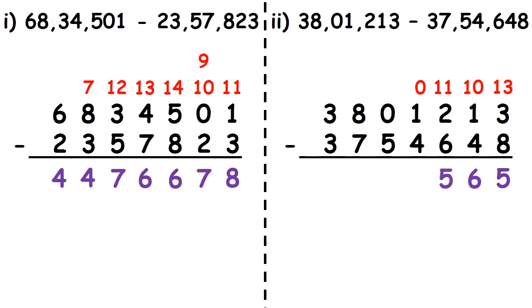Now we will borrow again because we cannot subtract 4 from 0. Since the next digit is 0, we have to borrow from 8. 8 will become 7. This 0 will become 10. And since we have to borrow for 1, the 10 will become 9 and 0 will become 10 again. 10 minus 4 is 6. 9 minus 5 will be 4. 7 minus 7 is 0 and 3 minus 3 is also 0. So our final answer is 46,565.